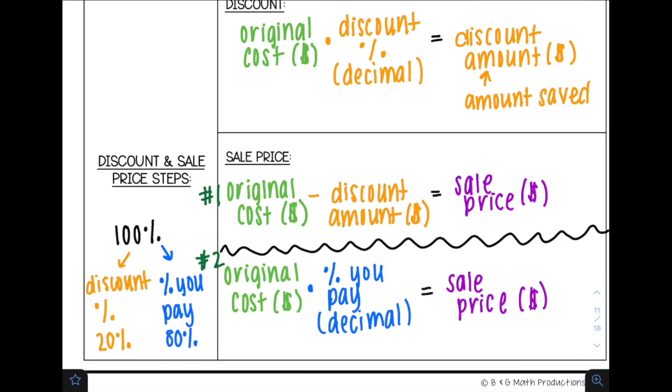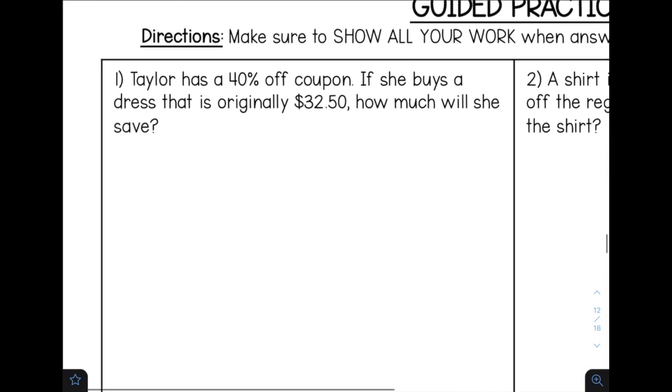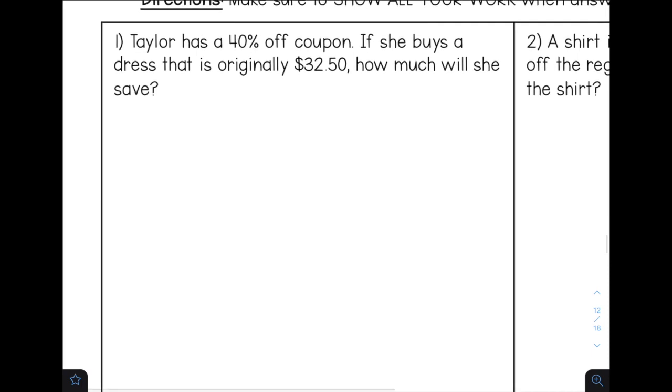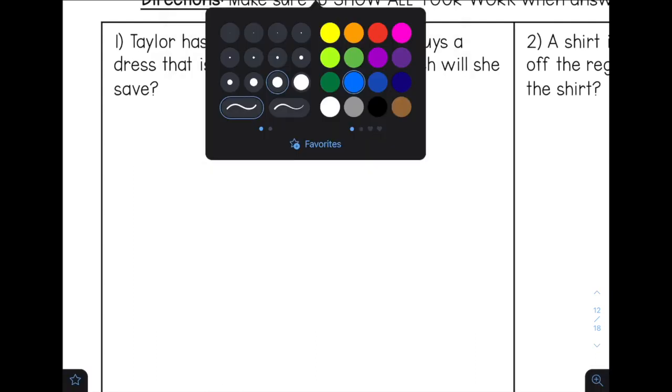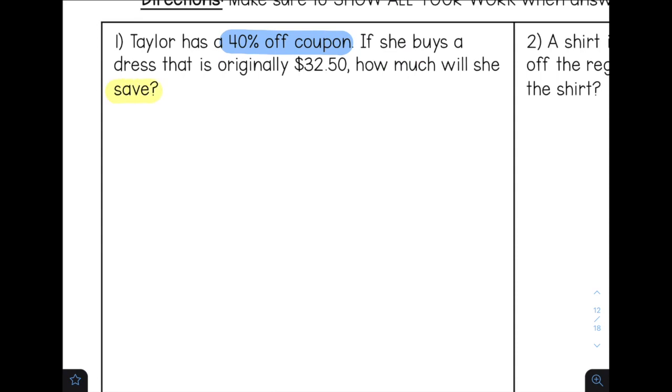Okay, let's try our first guided problem both ways so you can see. So for number 1, Taylor has a 40% off coupon. If she buys a dress that's originally $32.50, how much will she save? Okay, so here you're finding the saved amount. You're not finding the total sale price. So this is going to be adjusted a little bit differently.